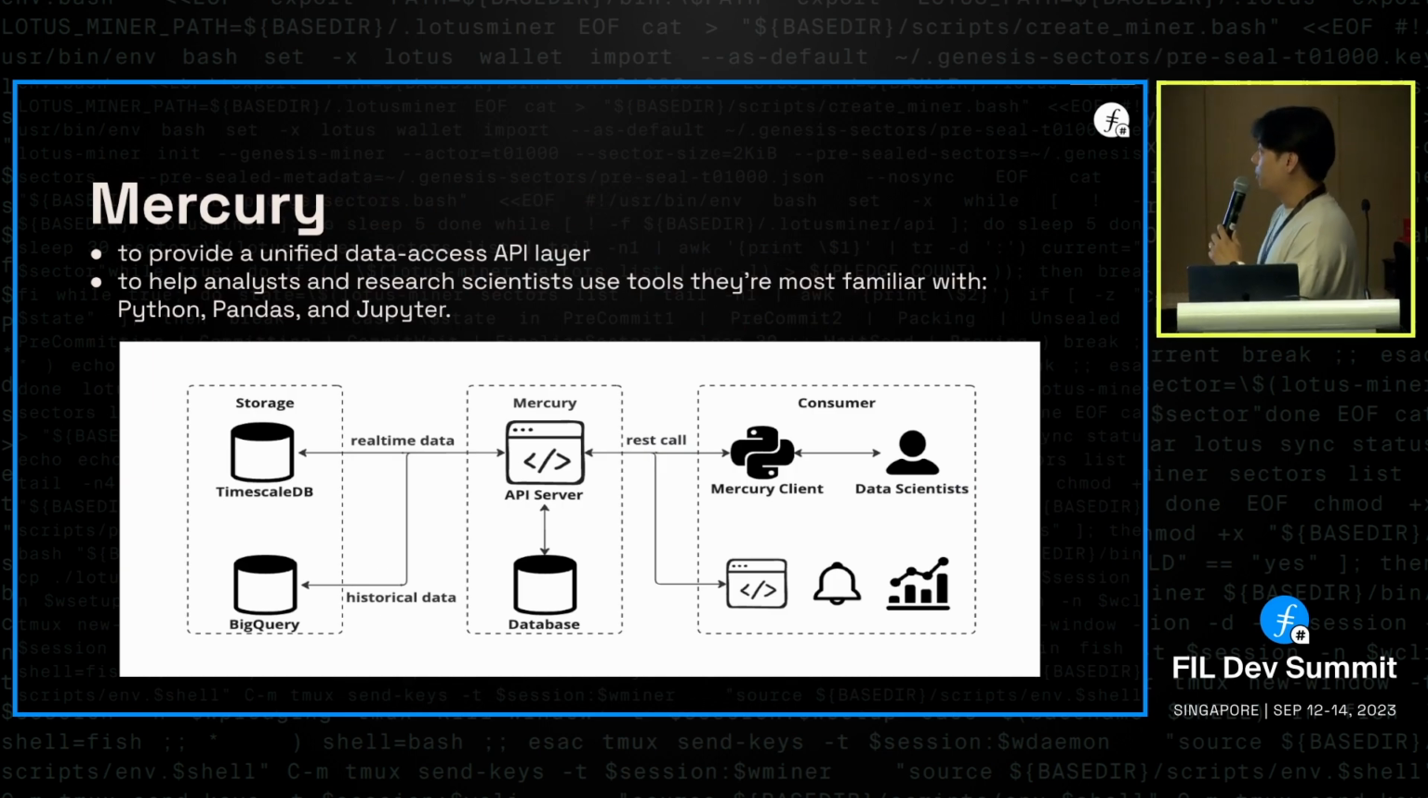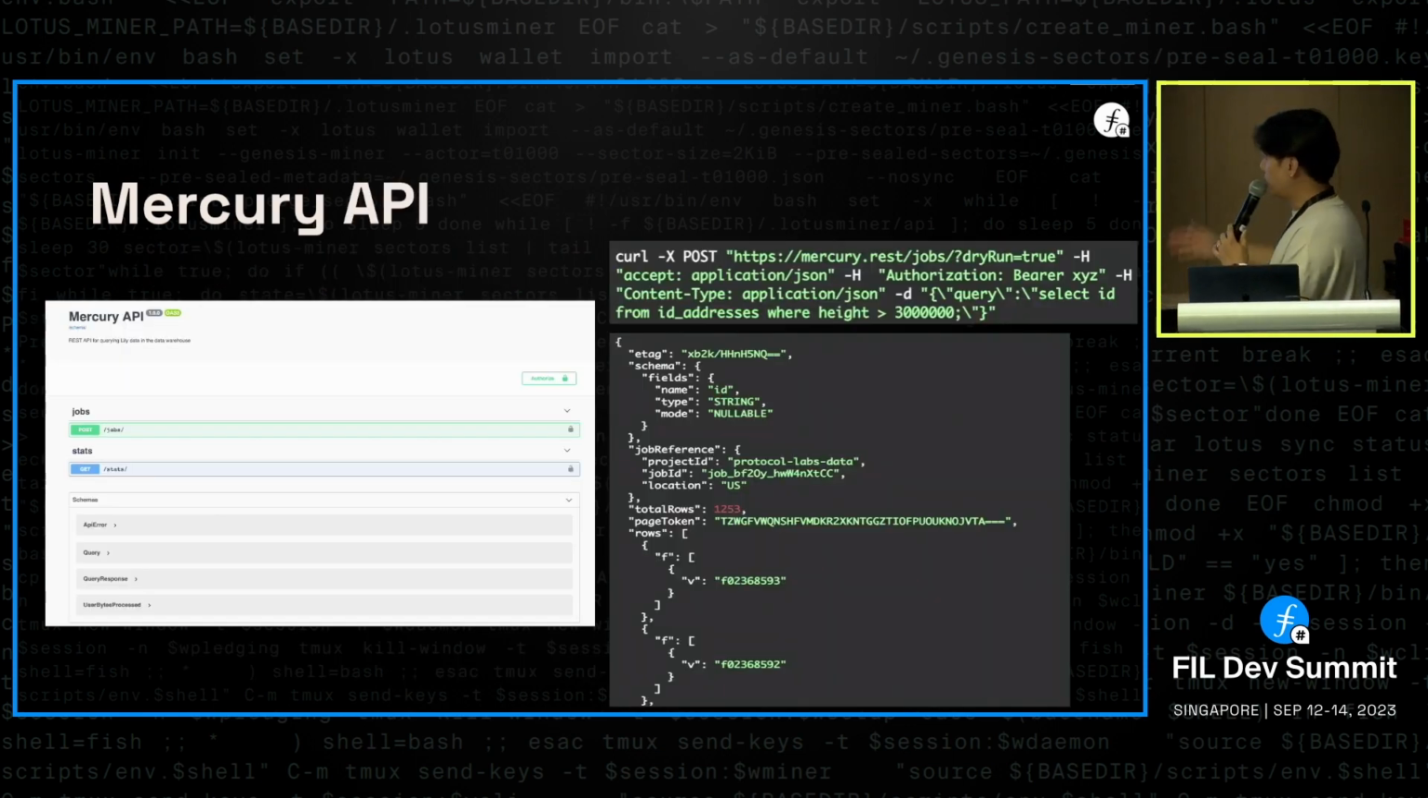So next, I want to talk about Mercury. It's a new data access API layer that the Sentinel team is working on. The goal is to provide a unified API layer that also helps our analysts and research scientists use the tools they're most familiar with. So we provide a Mercury client, which is in Python, and it will automatically generate the query result in data frame format.